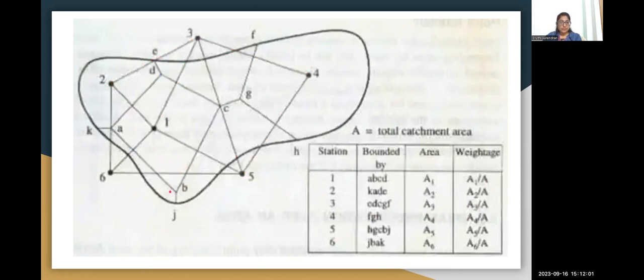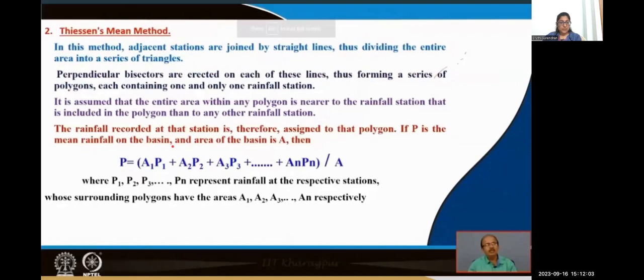Now using this formula, the Thiessen's polygon method formula, A1, P1. A1 is the polygon area, A2 is the polygon area, A3 is the polygon area. P1 is the rainfall in the station that is marked as 1.